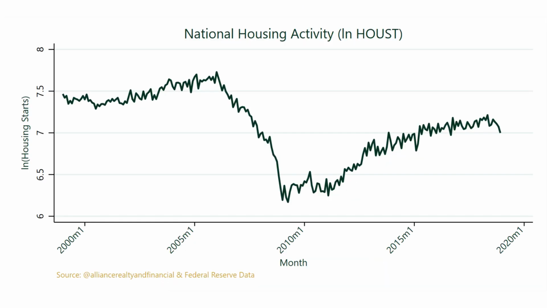This first chart shows national housing activity over the last 2 decades. It sets the entire macro backdrop. You can clearly see the dramatic collapse during the financial crisis and the long, uneven recovery that followed. Housing is one of the most sensitive sectors to financial conditions, which makes it a powerful early indicator for everything that comes next.